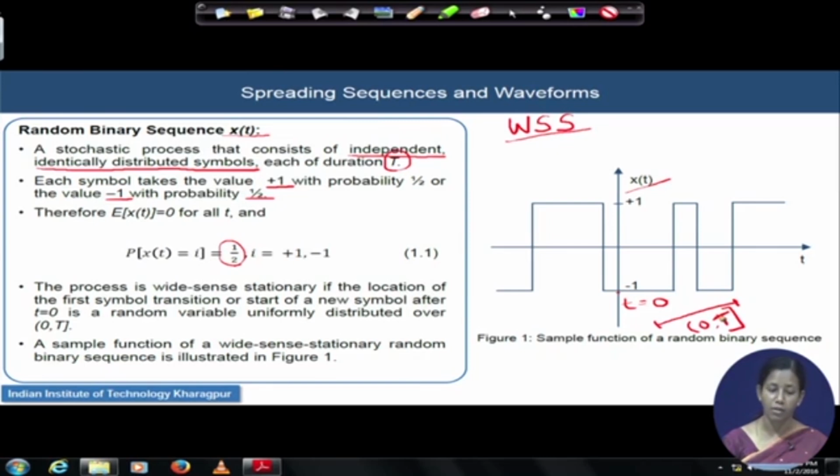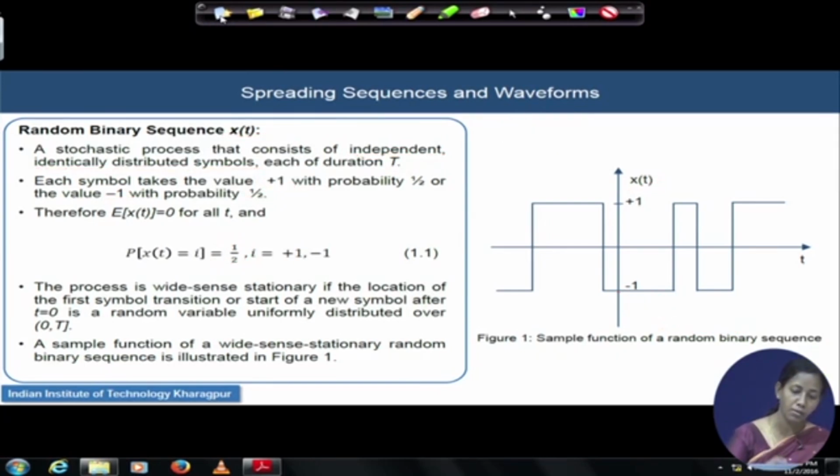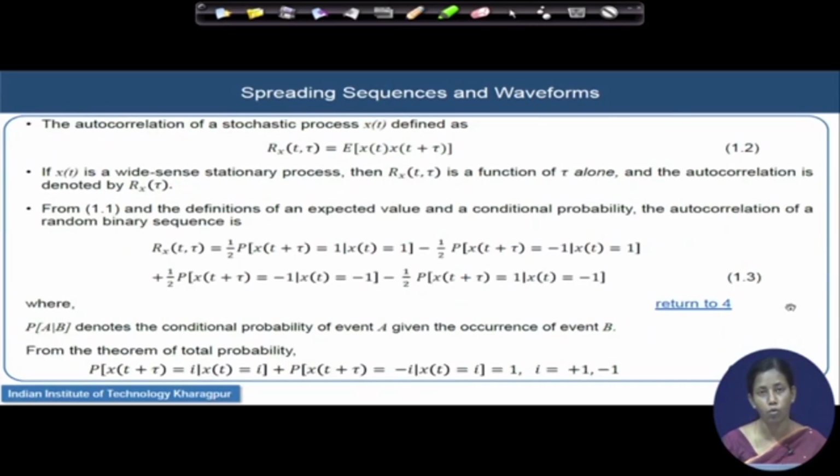Why we are talking about the wide sense stationary process is that it will be relevant once we go through the autocorrelation property of the spreading sequence. Why we are interested in the autocorrelation and cross correlation properties of sequences, we will learn once we discuss the usage of these two properties in view of communication system design. In the next slide, let us first enter into the autocorrelation property.